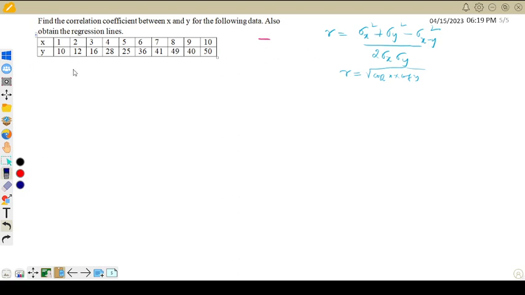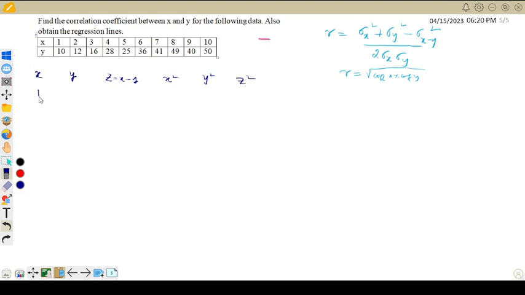First construct a table, because we need to find sigma x square, sigma y square, and sigma x minus y whole square. For that we need x bar, y bar, z bar, as well as the summation of x square, summation of y square, and summation of z square. So let us construct a table. First you can write capital X, small y, and z, which is the same as x minus y, and next x square, y square, and z square.